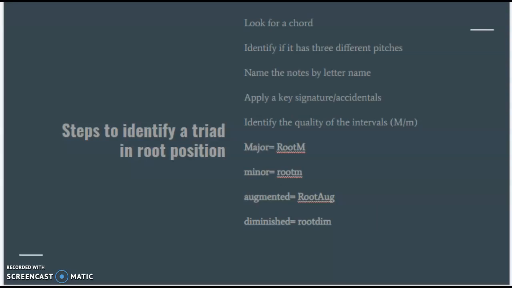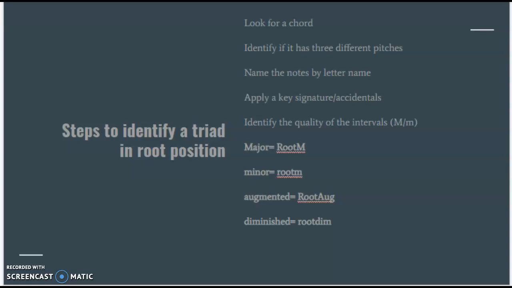So to identify a triad in root position, remember we're looking for the name of the root and the quality of the triad. The first thing you need to do is look for a chord and then see if it has 3 different pitches. If it doesn't have 3 different pitches, then it's not a triad because it has to have 3 different ones. Next, we're going to name the notes by their letter names. After that, we apply a key signature or accidentals or both. The next step is identify the quality of the intervals. So right now we're talking stacked thirds, so we're going to look at the bottom third and the top third.